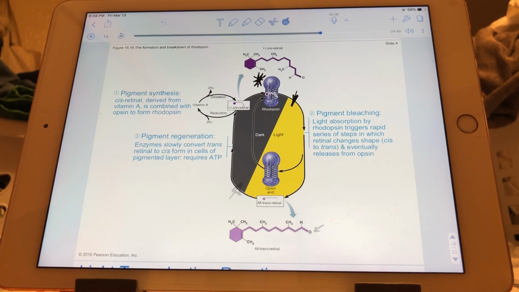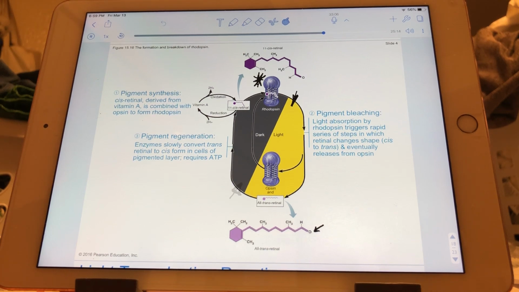When that photopigment is exposed to light, that cis form gets converted into the straight trans form. The trans retinol abandons the opsin. They're still very close to each other. They still have access to each other. They just don't have a high affinity for each other.